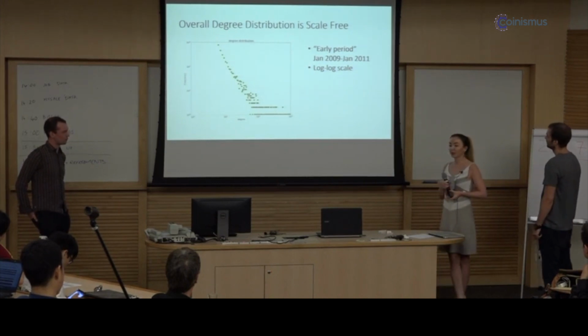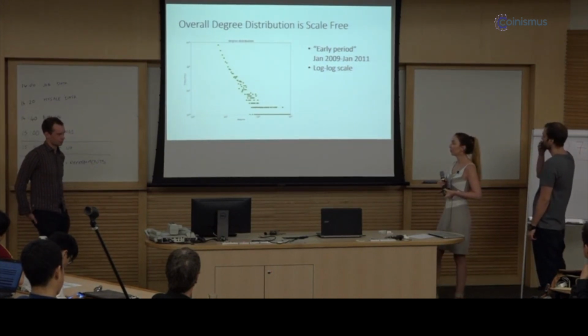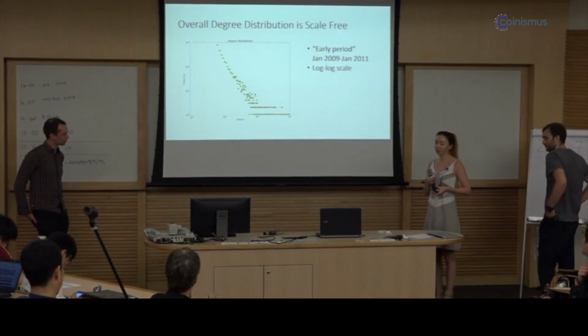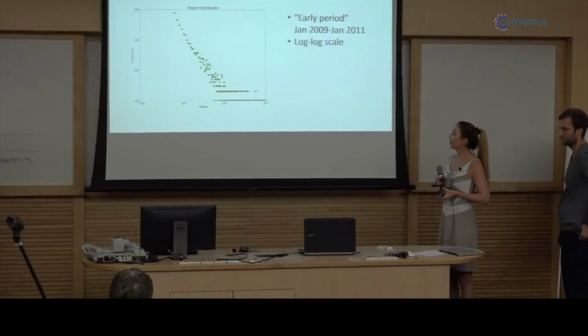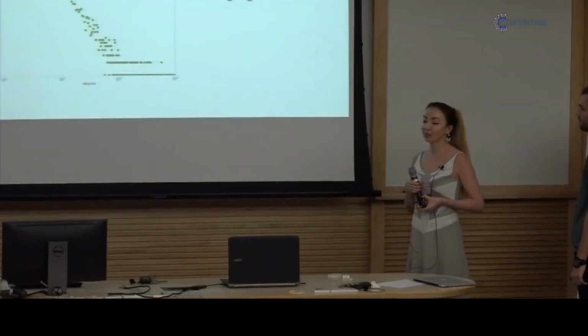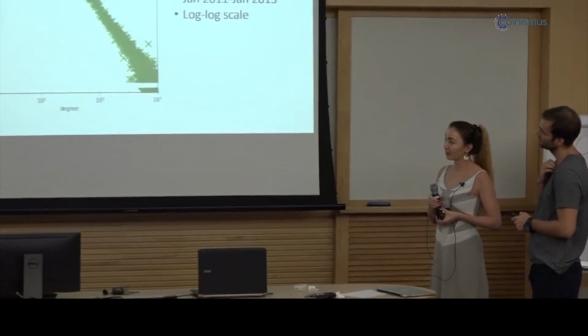Also, since our data was quite big, we decided to divide our data set into 2 parts. The first part is the first 2 years, from January 2009 till January 2011, when Bitcoin was not so popular, and we analyzed these 2 data sets separately. This slide shows the overall degree distribution in our early period, and we can see that it's kind of a power law. And when we analyze the degree distribution in the later period, it shows that our network is scale-free.